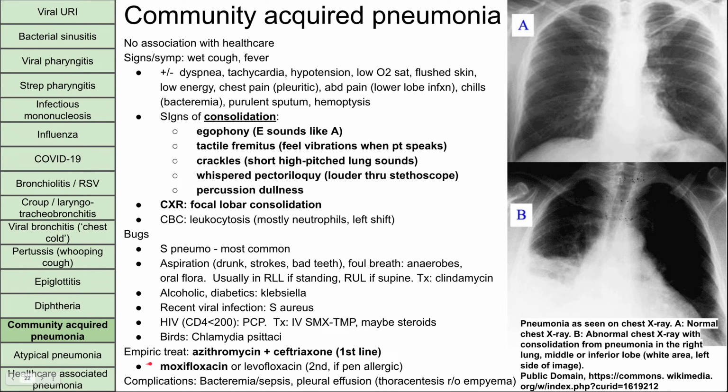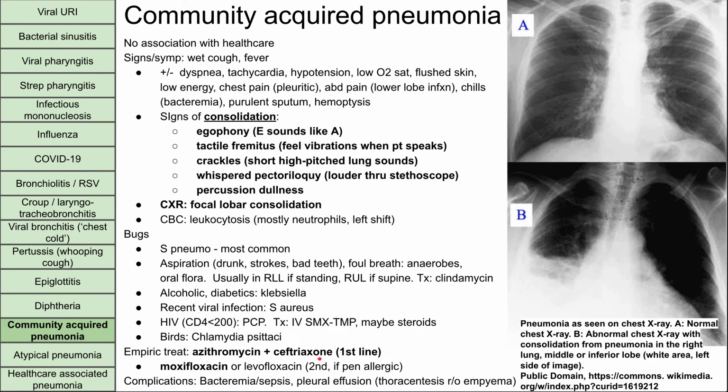The empiric treatment for pneumonia, because usually when somebody presents with a wet cough and a fever and they have signs of consolidation on exam, you're not really going to wait for the sputum culture to come back before you treat them, if you even do a sputum culture. So the empiric treatment is azithromycin and ceftriaxone. That's your first line, so pretty broad coverage. If a person is penicillin allergic, you might do moxifloxacin or levofloxacin as your second line, but for most people, start with azithromycin and ceftriaxone.